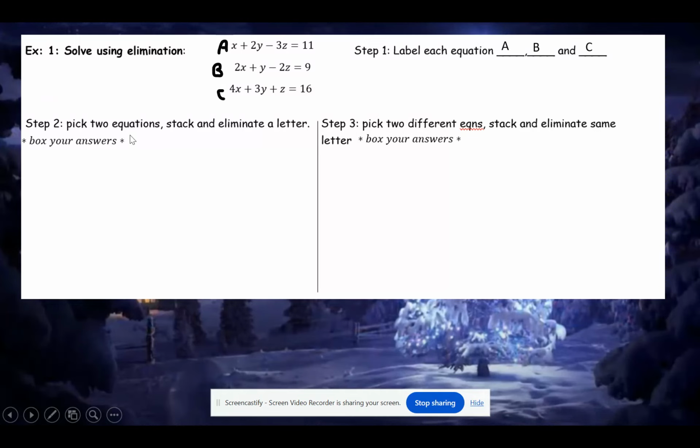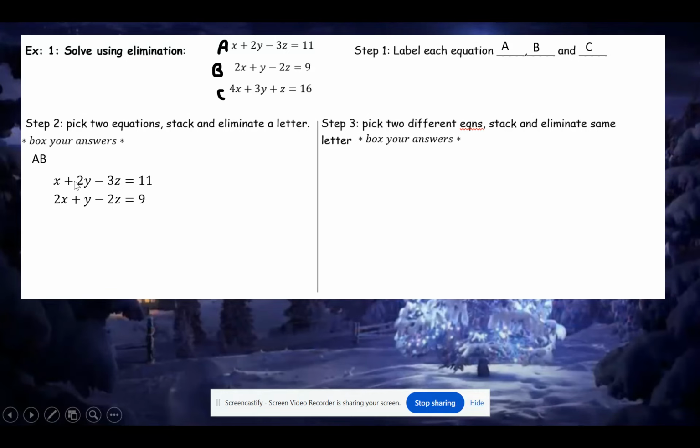Step two, you're going to pick two of these. So it doesn't matter if you want to pair up A and B, A and C, or B and C. It does not matter. You're going to pick two of them, and you're going to stack them up. So we'll go ahead and use A and B. You're going to copy your A equation, and then you're going to copy your B equation right under it.